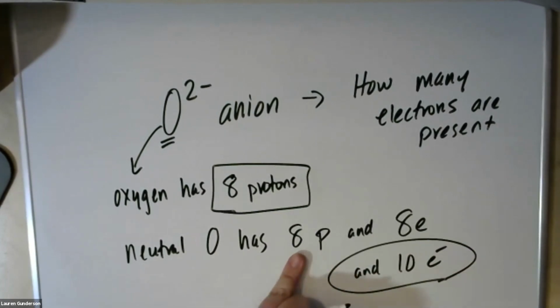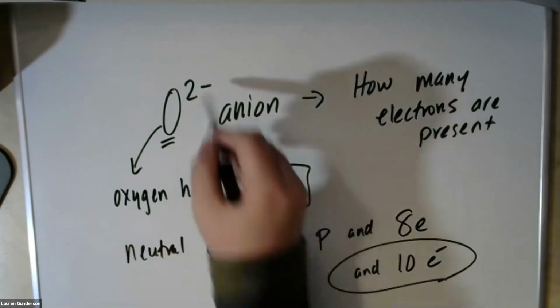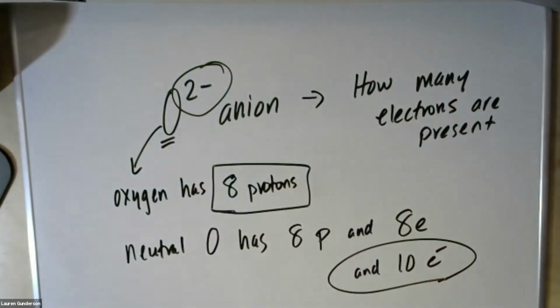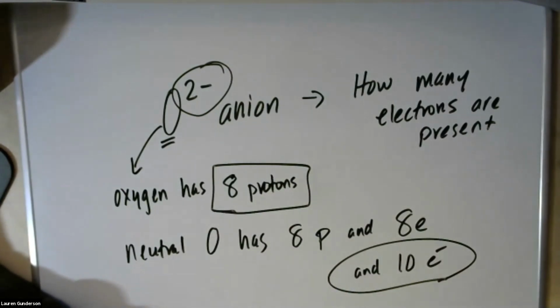Right? We can never change the number of protons that are present. If we change the number of protons, we're changing the identity of the element. But we can change the number of electrons, which will change the charge value associated with the atom or ion.